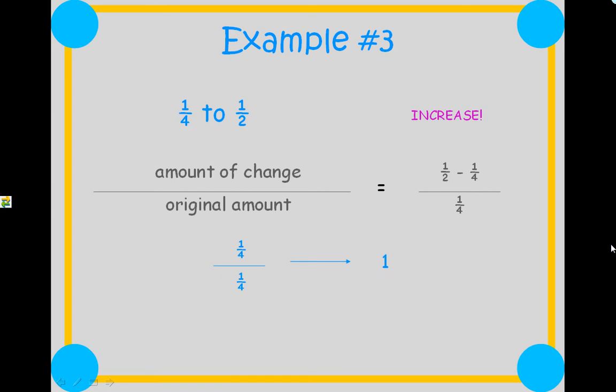Now we have to change that to a percent. When we do, move that decimal 2 places to the right, and you will get 100%. So, 1/4 increased to 1/2 by 100%.